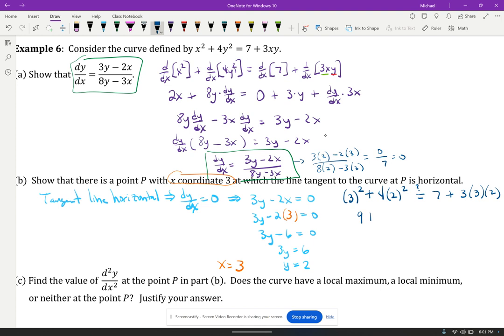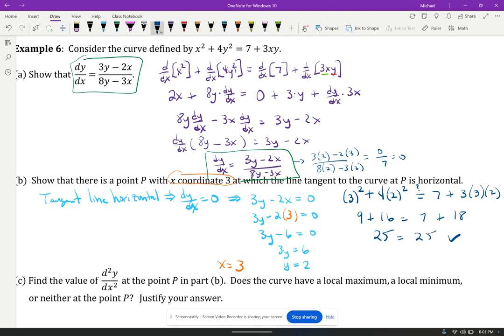Well, that would be 9 plus 2 squared is 4, 4 times 4 is 16. And together that's 25. So the question is, does this side equal 25? And this would be 7 plus 3 times 3 is 9, 9 times 2 is 18, and 7 plus 18 is 25.